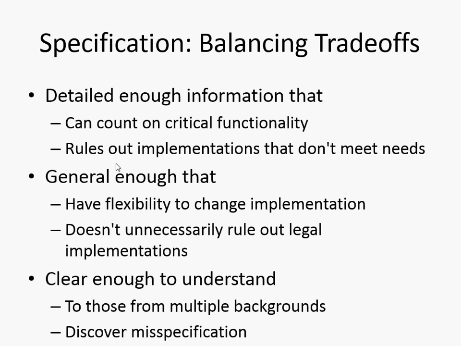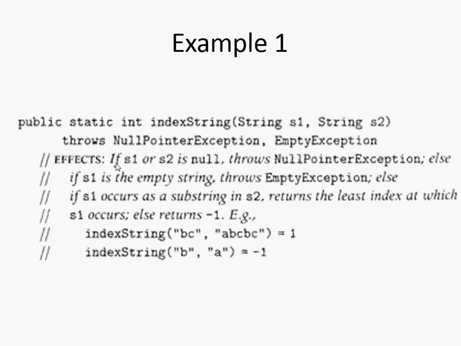So the user needs to know what's guaranteed, and have enough clarity that they know this is going to be able to handle cases in the way that I expect. But it needs to be general enough that the person who provides the abstraction can have confidence that they can change certain aspects of the implementation.